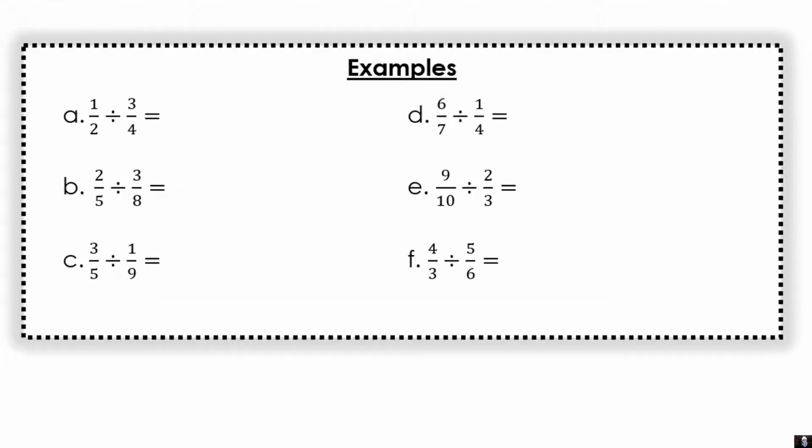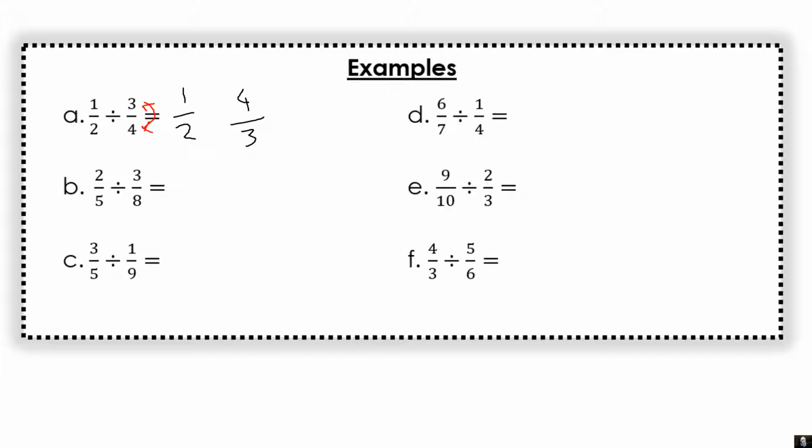All right, so example 1, we've got a half divided by 3/4. So we start by writing our first fraction down. So a half. Oh, that didn't work very well. Let's try again. Half, there we go. Now we flip the second fraction around. So we're going to swap spots with the 3 and the 4. So the 4 goes on top and the 3 goes on the bottom.